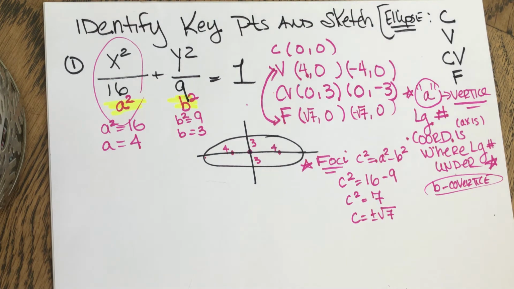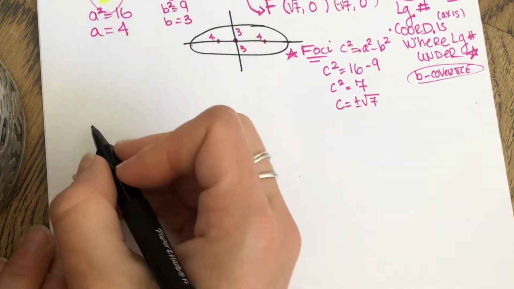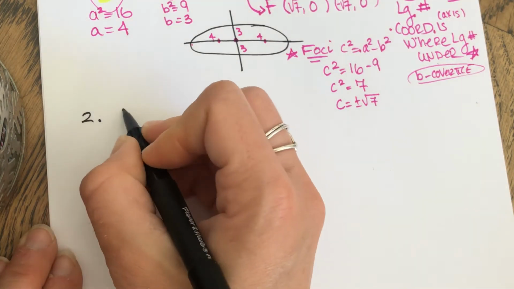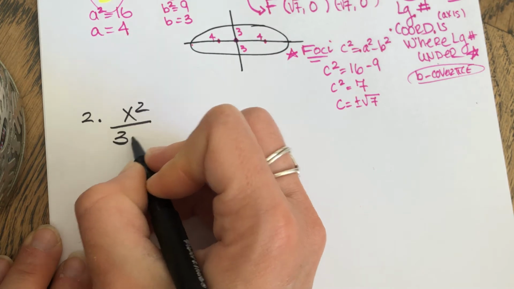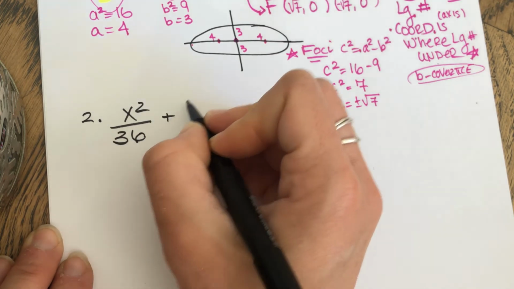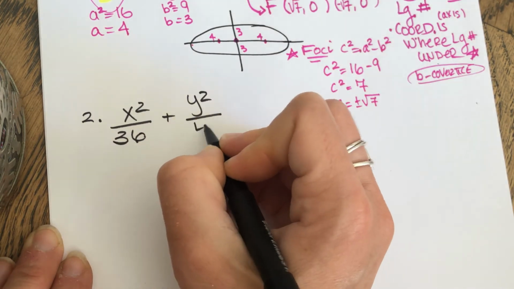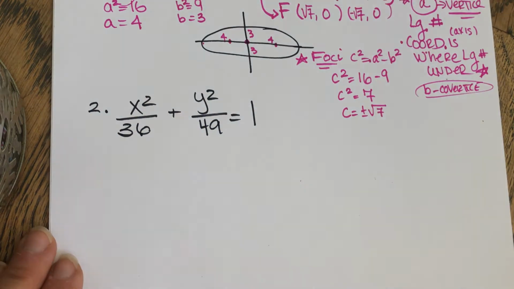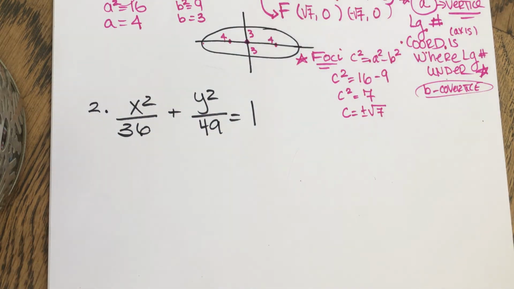So again, it might have been a little wordy because I was kind of refreshing my memory. Let me do another one to kind of clarify that, but hopefully that makes sense. No point in re-explaining it. Let's just do another one. Number 2, x squared over 36 plus y squared over 49 equals 1. One more time, you know it's an ellipse because x squared plus y squared equals 1, and because you have denominators.